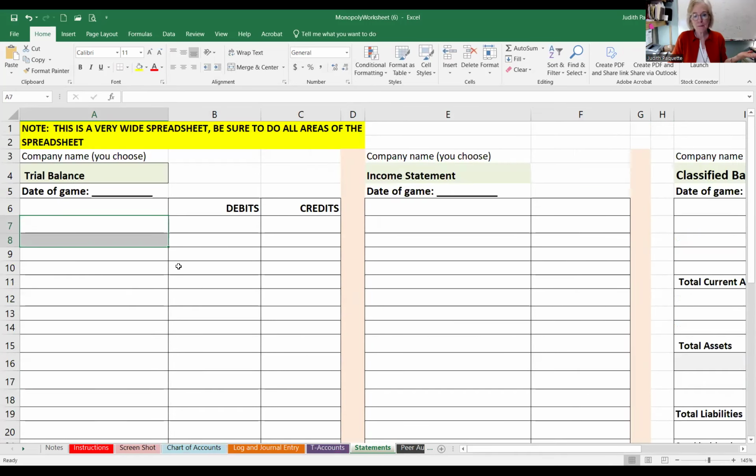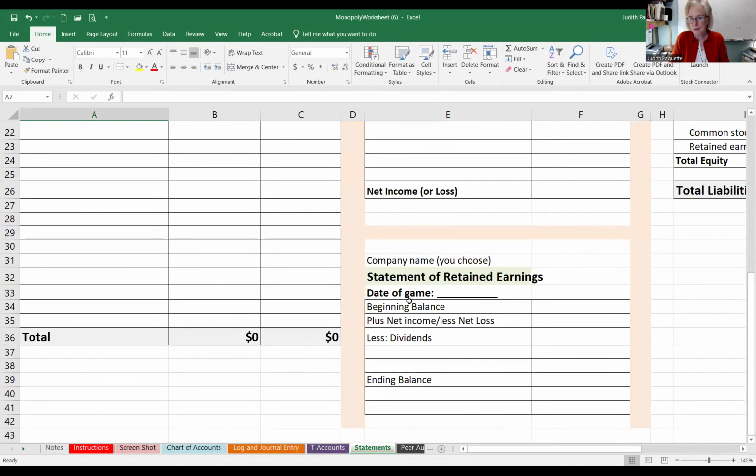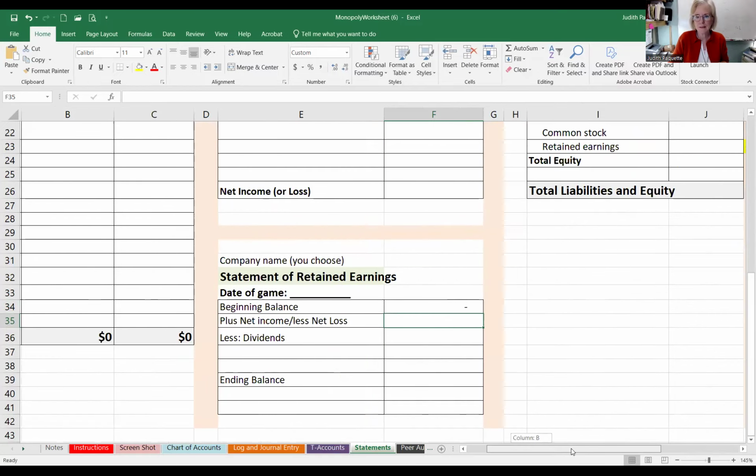Now you've got statements to do. You guys know how to do those. You build an income statement with subtotals, total revenue, total expenses, net income. You build a statement of retained earnings. Now, the beginning balance for retained earnings is always going to be 0 in this example, in this game, because you're starting Monopoly and you haven't ever played it before. But you will have net income, and you probably won't have dividends, and you'll calculate the ending balance.